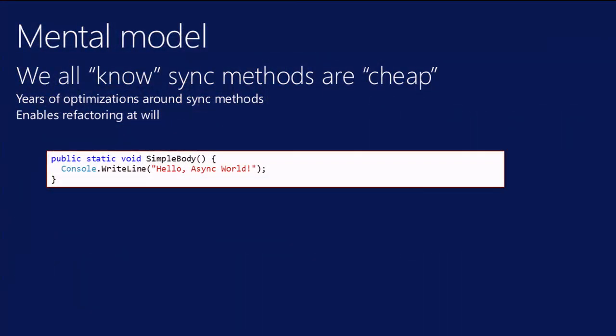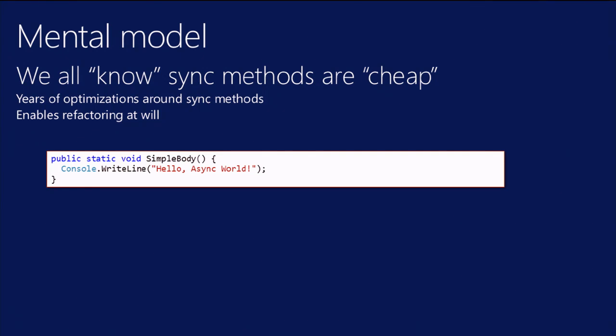So just to step back, we think of how we have synchronous methods that are running. This is really what we've been used to for years, for decades, right? We know that synchronous methods inherently are cheap. You all have written synchronous methods before, right? That's what everyone here is used to.